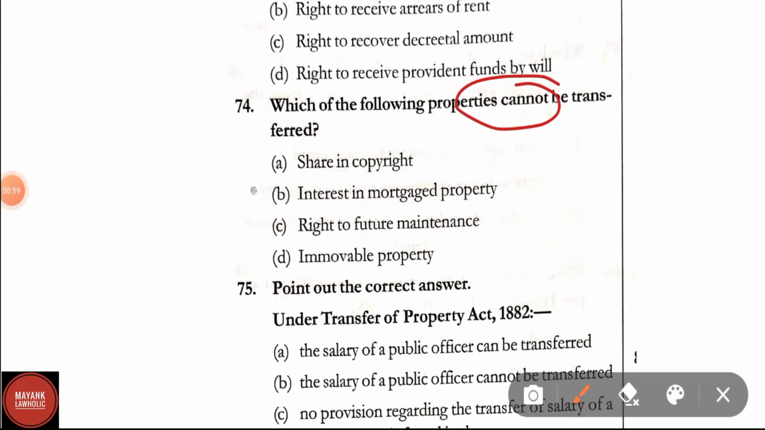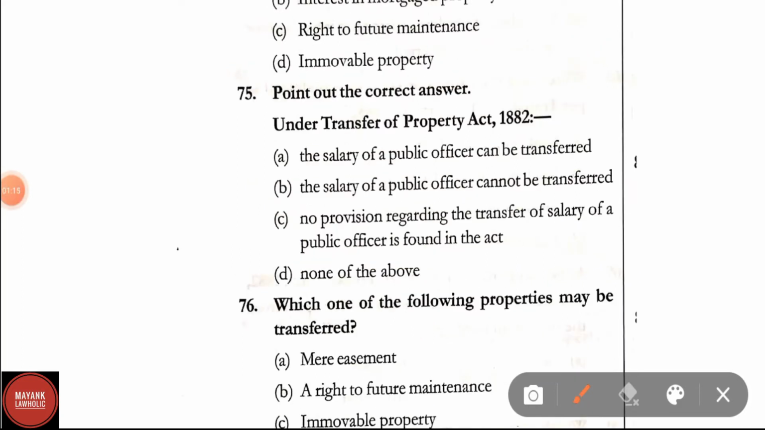Share in copyright, interest in mortgage property, right to future maintenance, immovable property. Correct answer is option C. Right to future maintenance cannot be transferred. Question number 75. Point out the correct answer.